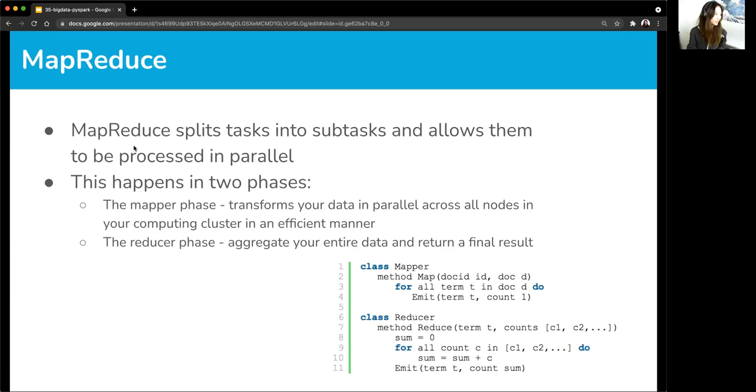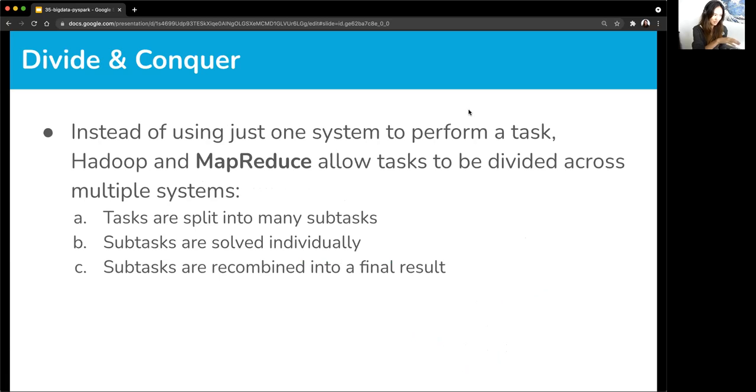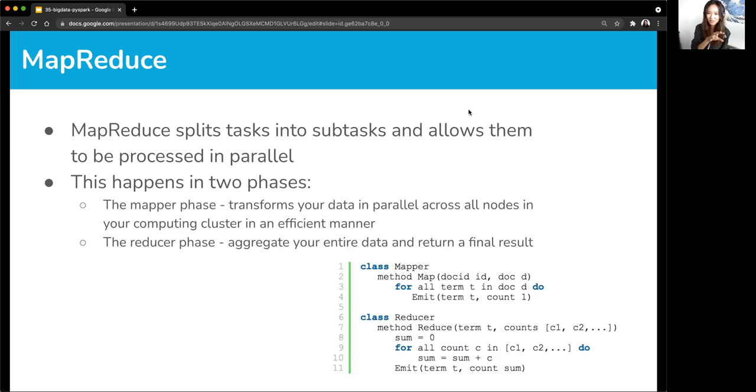As we talked about, MapReduce splits tasks into subtasks and allows them to be processed in parallel. The fact that they're processed in parallel is what cuts down the computational time by a good bit. Overall, there are two phases, and they align with the individual subtasks and the aggregation component. First you have the mapper, which transforms your data in parallel across all the nodes in your computing cluster in an efficient manner. All nodes in a computing cluster is just another way of saying each computer in your cluster. Then you have the reducer phase, where it aggregates your entire data and returns a final result.